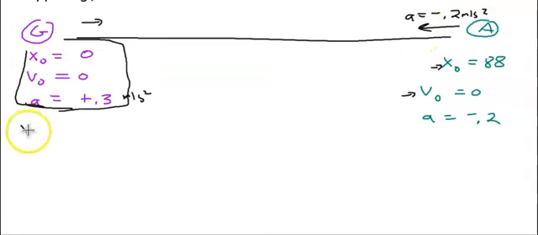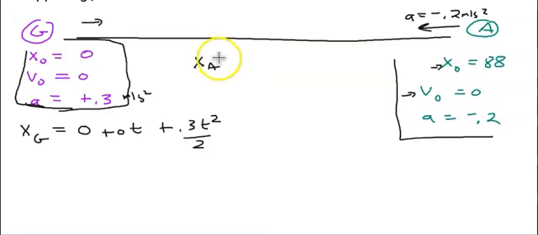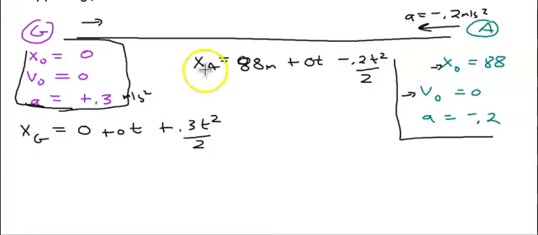So the first thing you do is write a position function for each object, or each person. So 0 plus 0t plus 0.3 t squared over 2 for George. And then I'm going to do this up here. X for Alfred, 88 meters plus 0 minus 0.2 t squared over 2. Okay, so remember you need subscripts on the position function. You don't need subscripts on time because time passes the same for both.